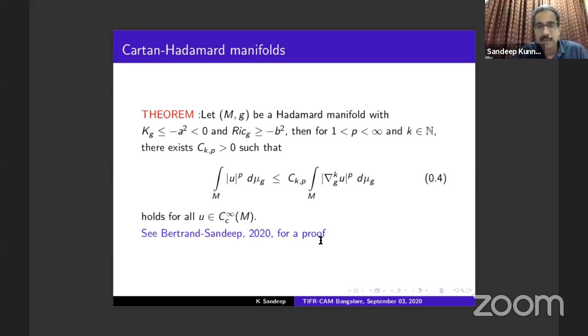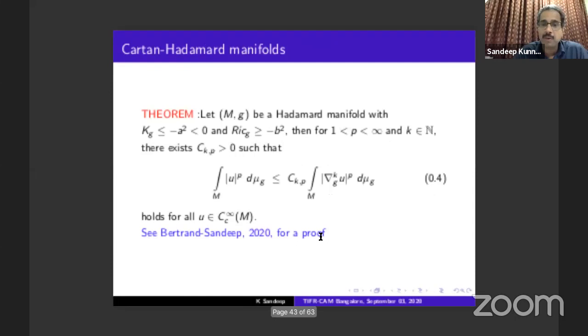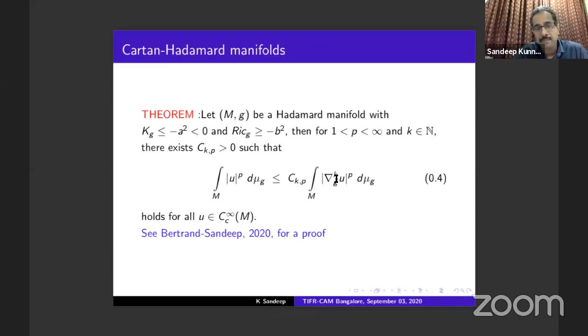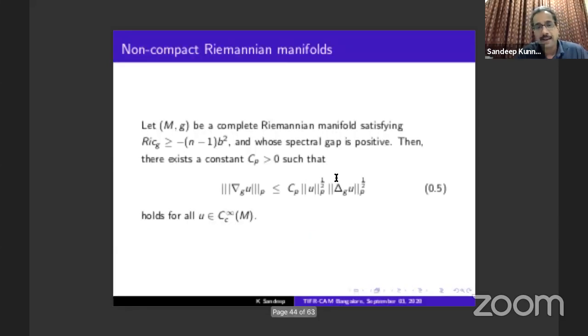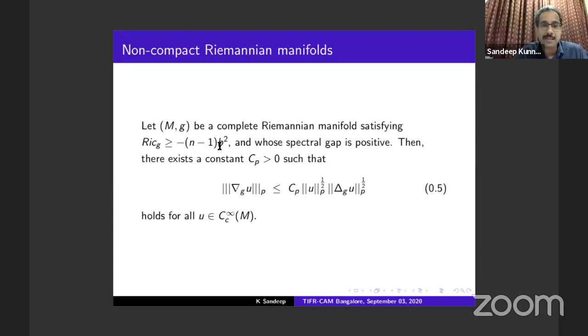The only thing I wanted to tell you is that you basically have to prove this result for k equal to 2. After that, you can iterate the argument. The basic thing is: let (M,g) be a complete Riemannian manifold satisfying Ricci greater than or equal to -(n-1)b², and whose spectral gap is positive. In our conditions, sectional curvature less than or equal to -a² gives that there is a spectral gap. Then you can actually show that this kind of inequality holds.